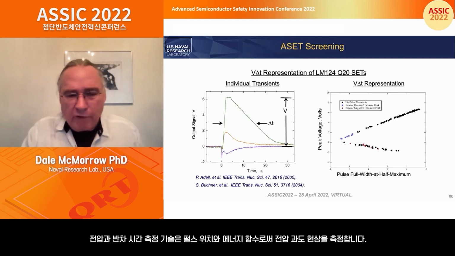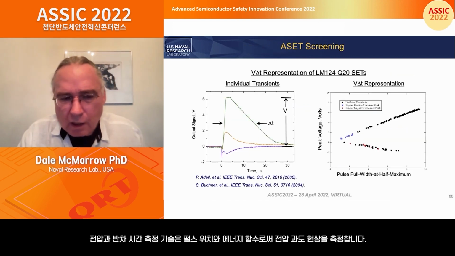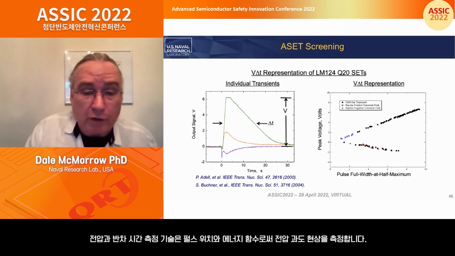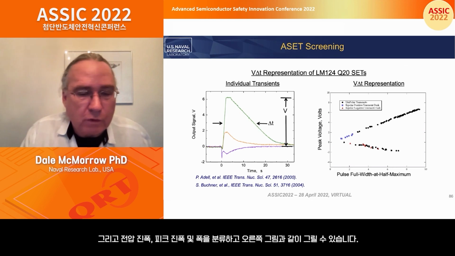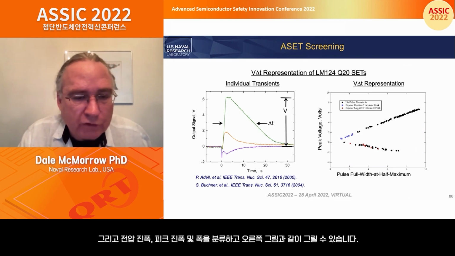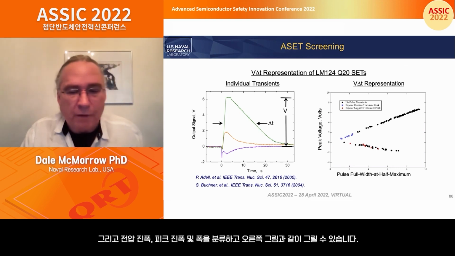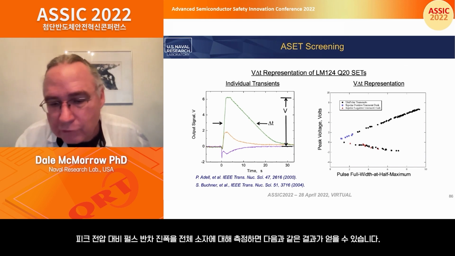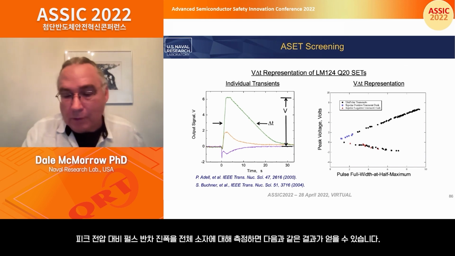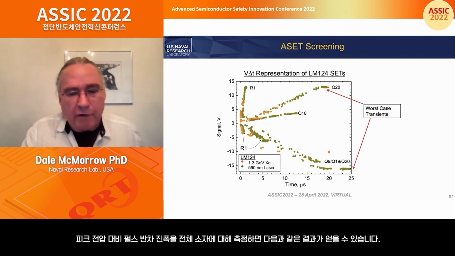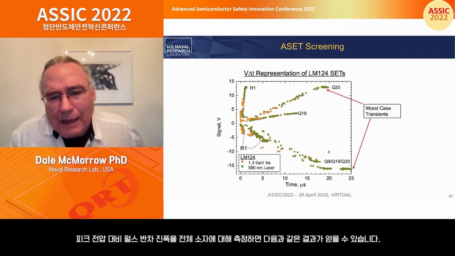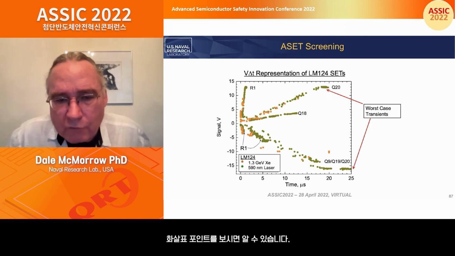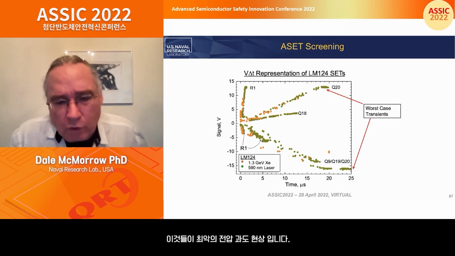Okay, so the V delta T technique. Basically, you measure the transients as a function of position and pulse energy, and you catalog the voltage amplitude, the peak amplitude, and the width, and you plot it as is shown on the right. Peak voltage versus pulse full width half maximum. Okay, you do this for the entire device and you get something like this. And how is this used for part screening? Well, basically what it gives you, where the arrow points, those are worst case transients.